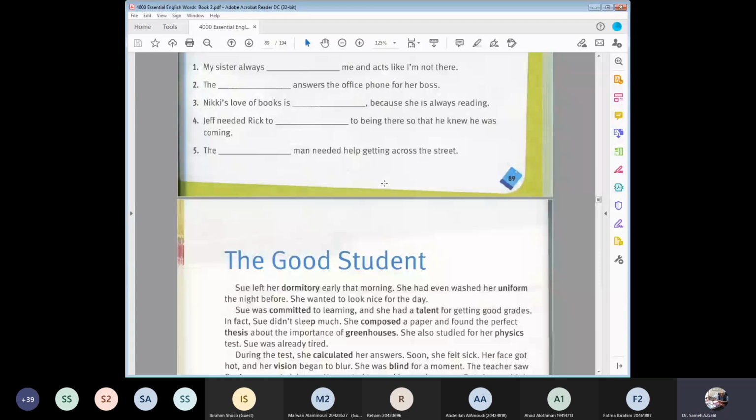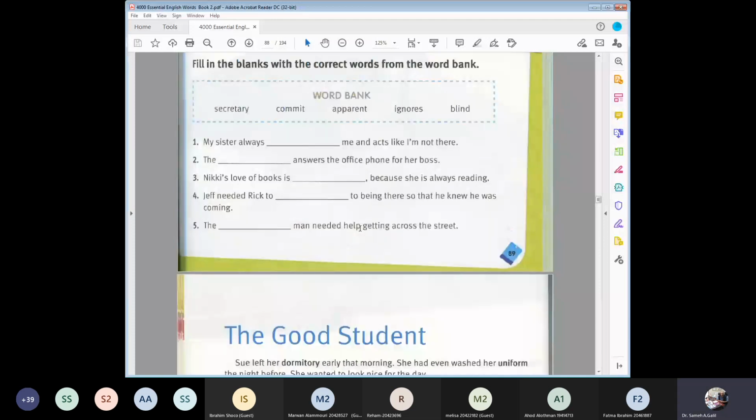Can we have somebody for Nikki's love of books? Can I answer? Yes. What's your name? My name is Melissa, but first I want to see the choices. Do you have to see the choices? I cannot see them. Okay. I think you can see them now, right? Yeah, now it's better. Go ahead.